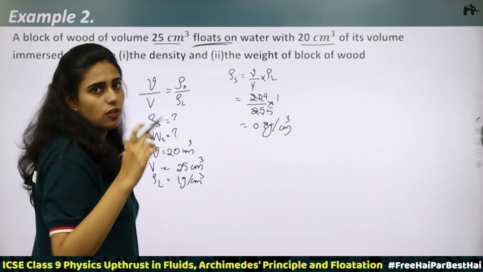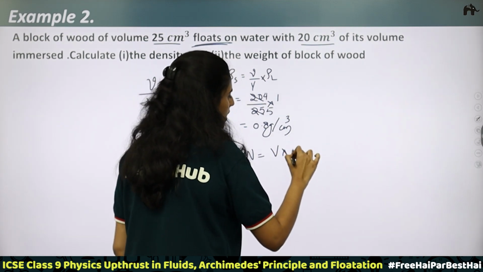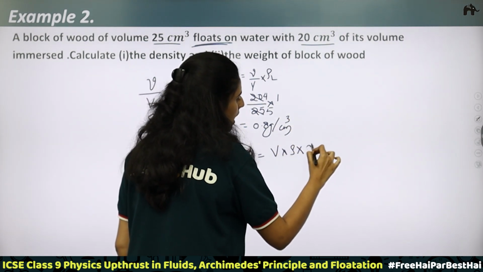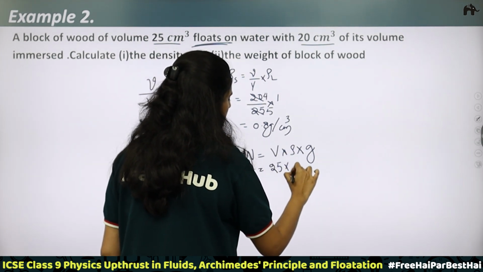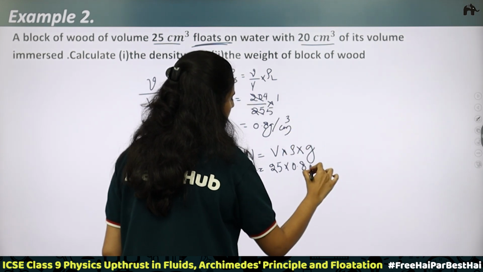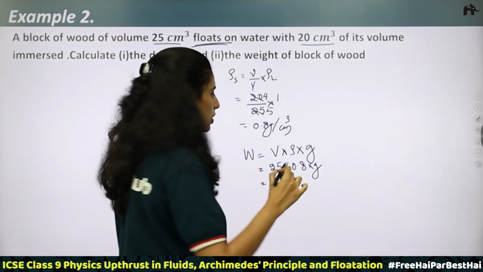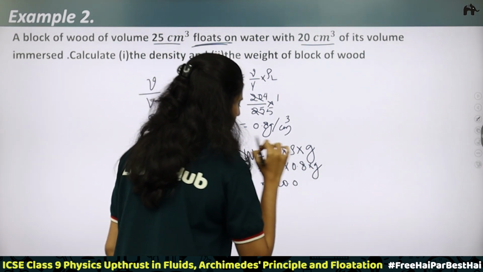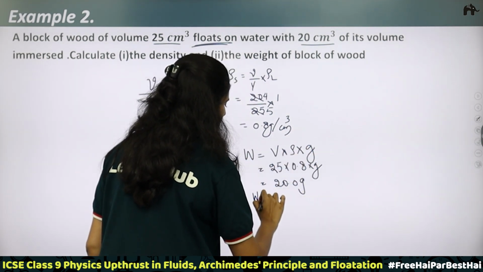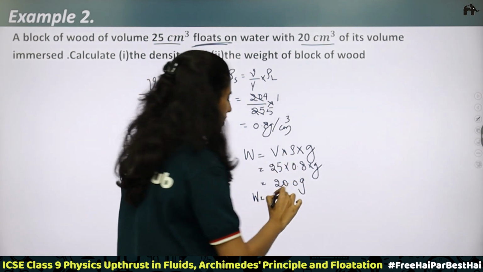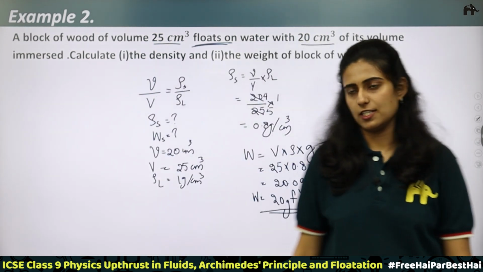Next, we have to find the weight of block. Weight of block will be equal to volume of block into density of the block into acceleration due to gravity. Here the volume of block is 25, density is 0.8, into g. 25 into 8 is 200. Putting a decimal point, you get 20.0 g. So weight will be equal to 20.0 g, or you can say 20 gram force. 20 gram force is the weight.